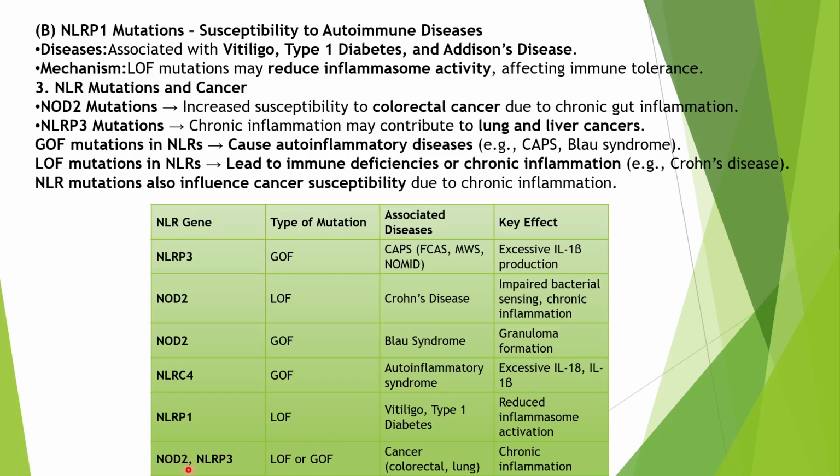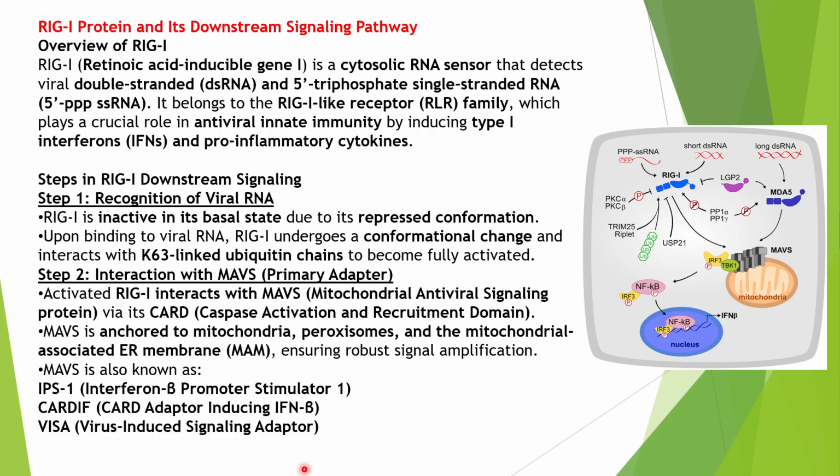Then loss of function or gain of function of NOD2 and NLRP3, all of these will affect or will increase the risk for cancers like colorectal cancer, lung cancer, liver cancer, etc. This is a result of chronic inflammation due to the loss of function or gain of function, basically altered function of these genes. So that was about NLRs.